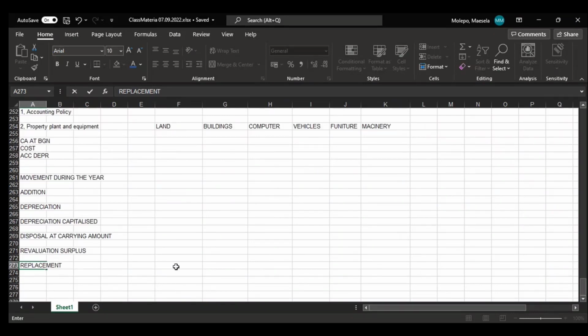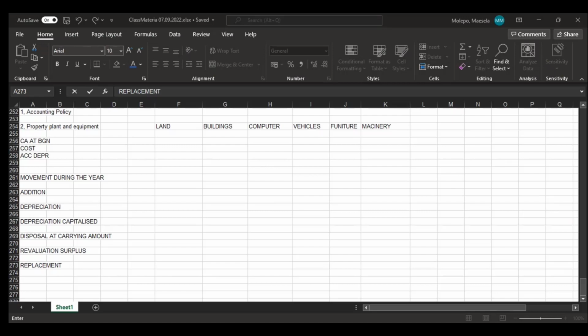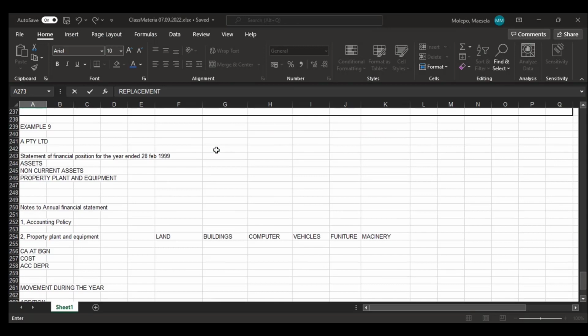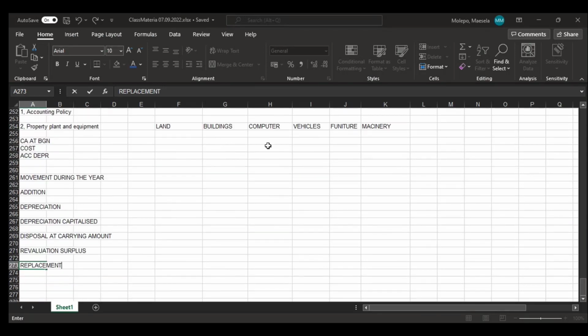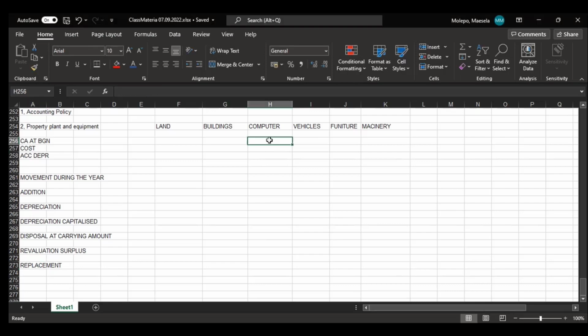Now let's see the calculations, or let's add whatever is needed. Whatever we see, we can put it. We are given the carrying amount on 1 March 98 for computer. Remember, you have to draft this and then start plugging the amounts wherever you see them, and whatever you don't have, you work out. So the carrying amount of the computer on 1 March 98 is 12,000.